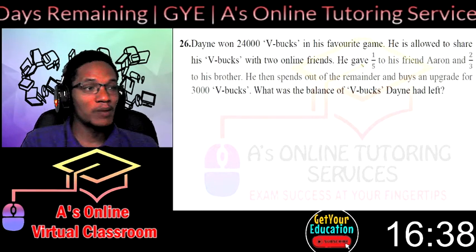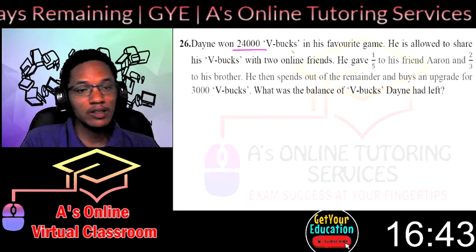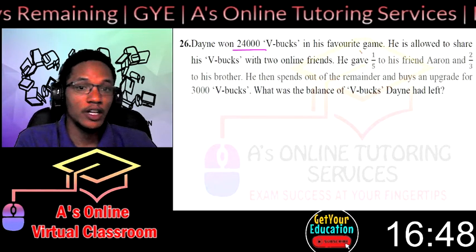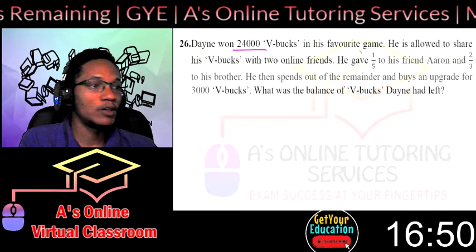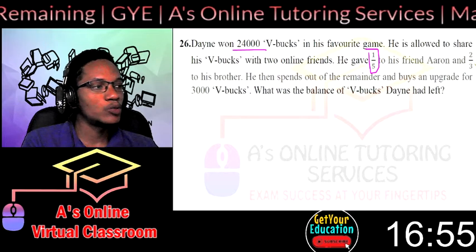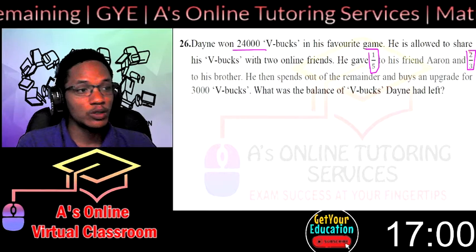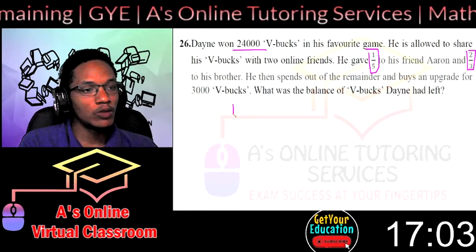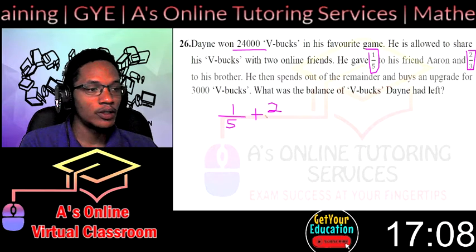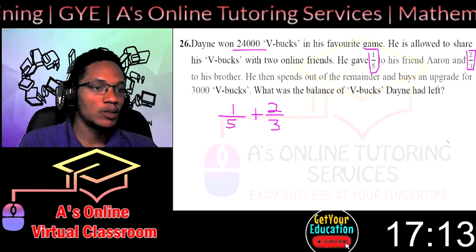So Dane is playing some kind of game, and in the game he won 24,000 bucks. They're calling it V-Bucks. And then he was allowed to share these V-Bucks with some of his online friends. So he gave 1/5 to Aaron and 2/3 to his brother. So the first thing we can calculate is how much he gave away in total. So he gave away 1/5 plus he gave away 2/3.